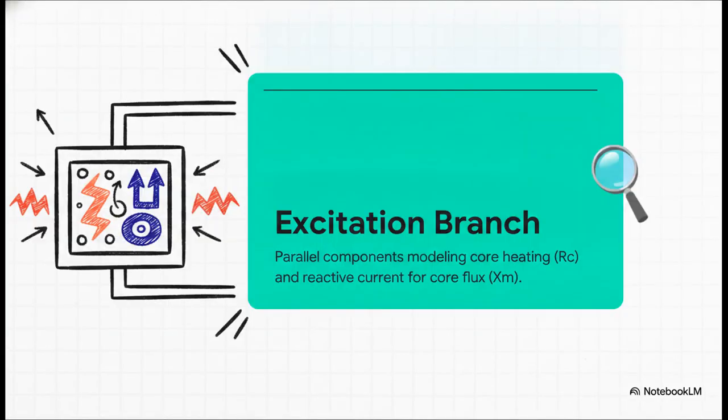Now, let's look at the core itself with the parallel defects, which we often call the excitation branch. These sit right across the primary voltage source. First, we've got RC, the core loss resistance. Think of this as the real power permanently burned up in the steel core. That's due to hysteresis, which is basically just the friction of magnetic domains flipping back and forth, and eddy currents swirling around in the metal. Right next to it is XM, the magnetizing reactance. This represents the actual effort, the reactive current needed just to set up the magnetic flux in the core in the first place. So the really crucial takeaway here, RC is the heat, and XM is the magnetic heavy lifting.